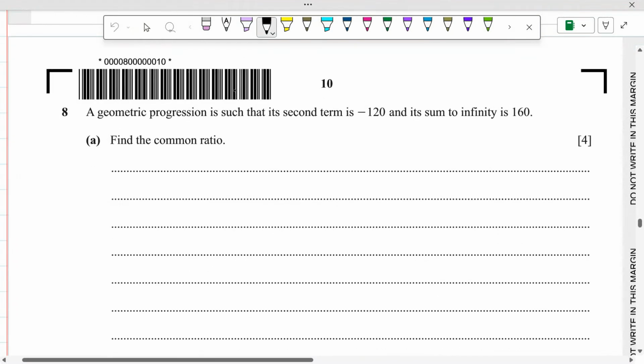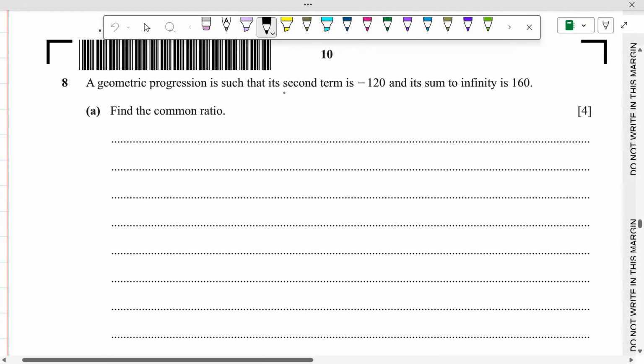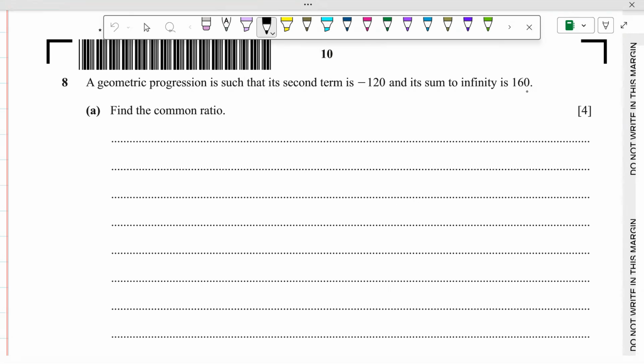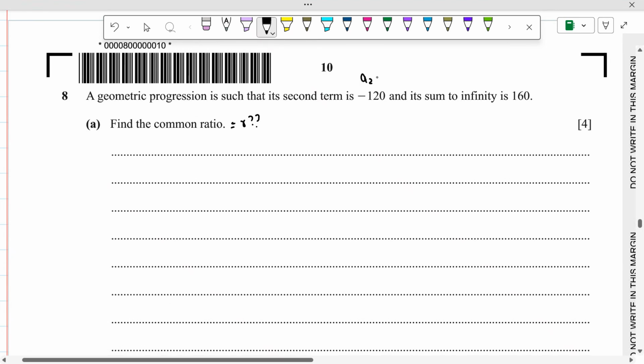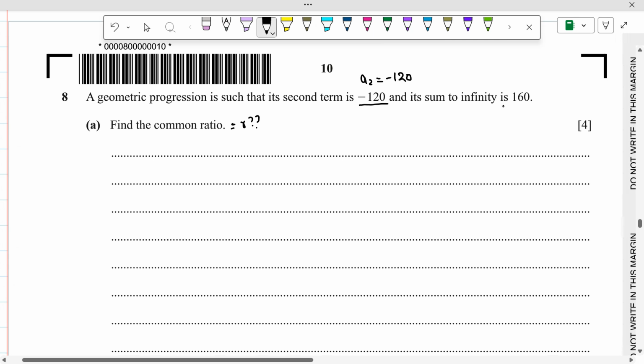Let's move to question number 8. A geometric progression is such that its second term is negative 120 and its sum to infinity is 160. Part A, find the common ratio. Means we need to find the common ratio, where the second term is given, which is A2, and this is equal to negative 120, and the sum to infinity is 160.